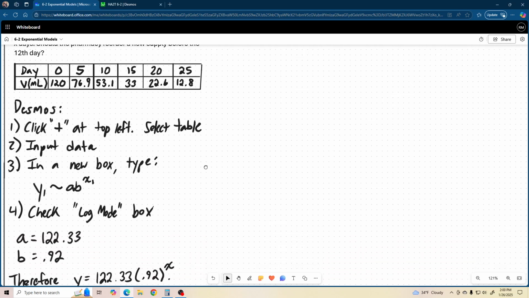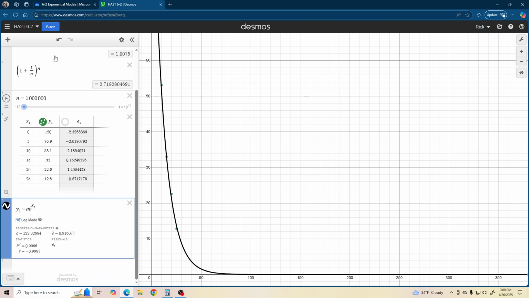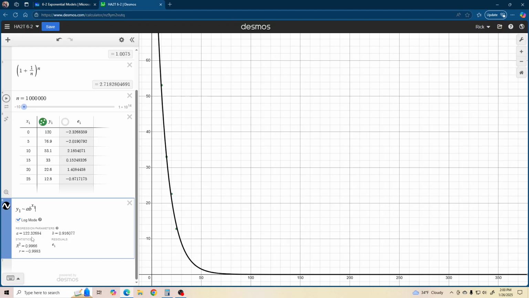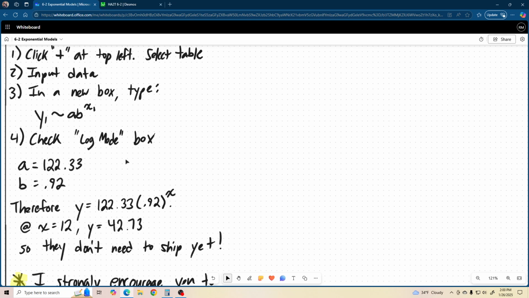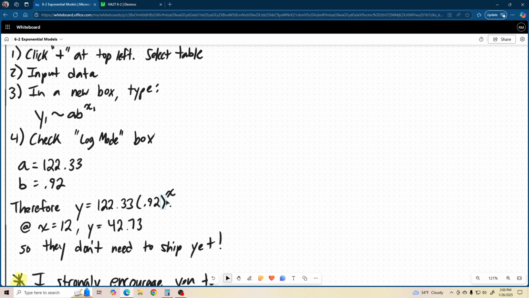So if we go back up here, check the log mode box, cool, we did that. Log mode, sounds good. So y equals, and all I did was plug in my a and my b. A equals 122.33, right here. And then b equals 0.92. Awesome. And so our actual formula is y equals 122.33 times 0.92 to the x. This is our rule.